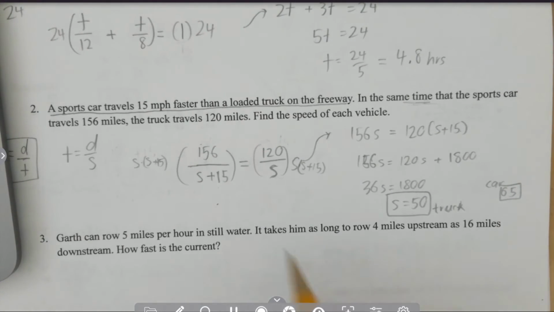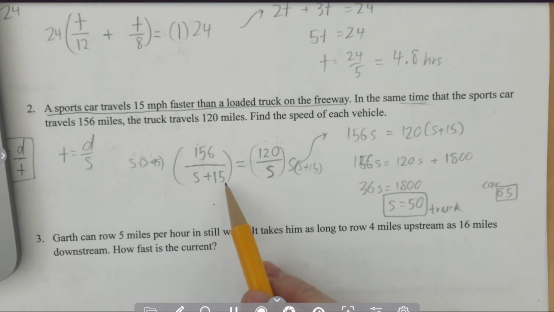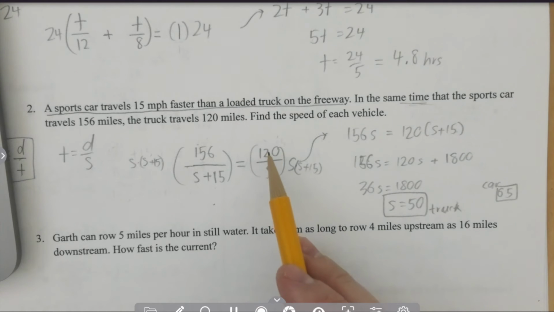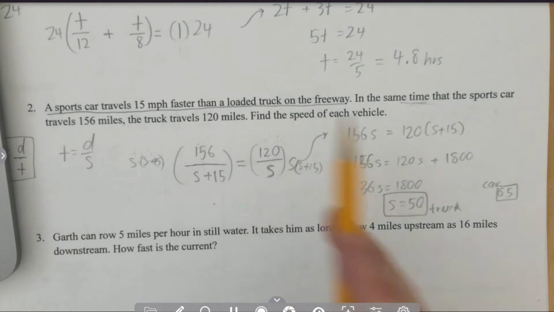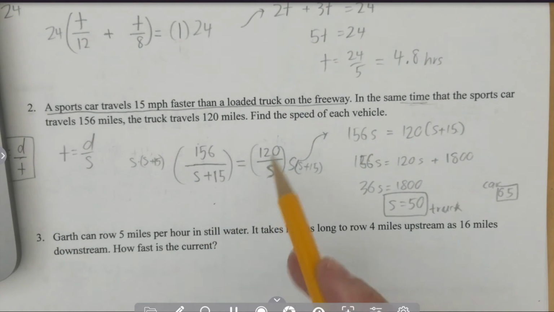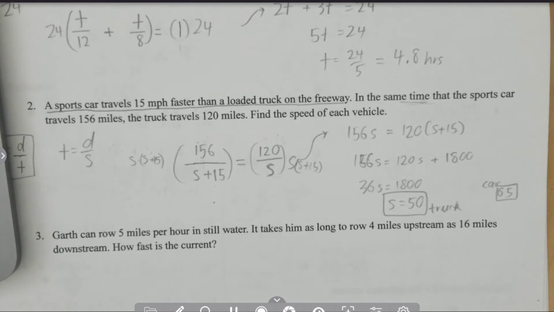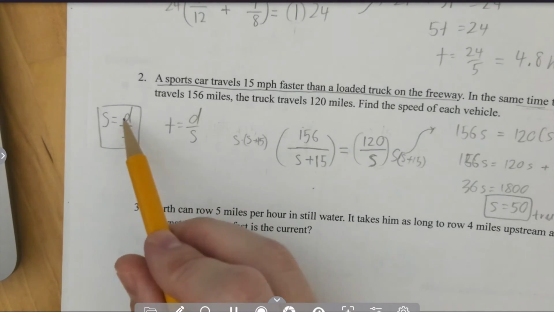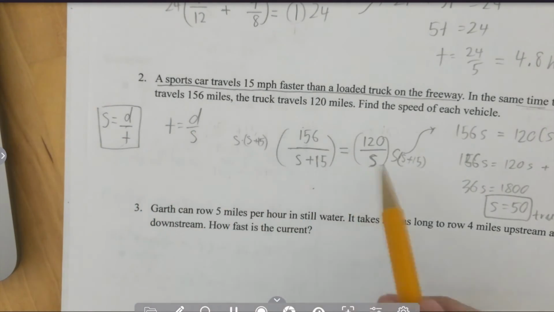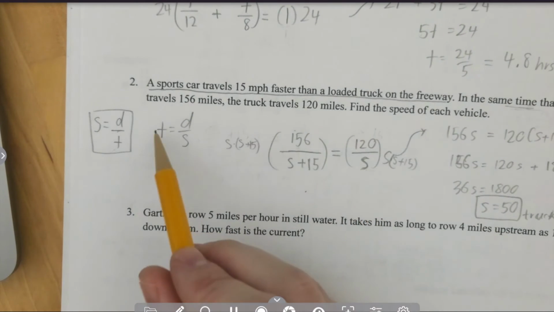And what you can do, just to double check, is check what 156 divided by 65 is. I get 2.4. And what is 120 divided by 50? I get 2.4, aka the time is equal. The time gives me 2.4 hours and 2.4 hours. All right. So the key there is the speed is distance over time formula, manipulating it and then setting them equal to each other so that our times are equal.